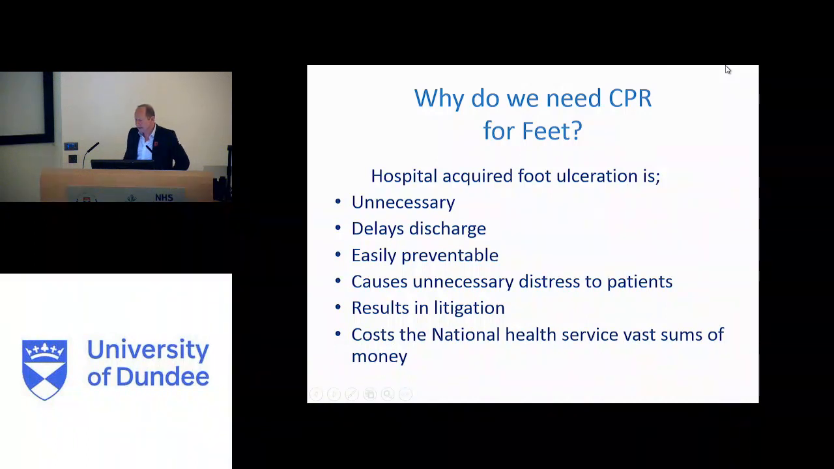When we looked at the data from our audit, we worked it out with the amount of bed days. I worked this out with somebody from the Scottish Government, and we reckoned that just in the patients with diabetes, if we managed to avoid 75% of the avoidable pressure damage, it would save the health service £15 million a year. Now that's just in Scotland, and we're not a massive place.